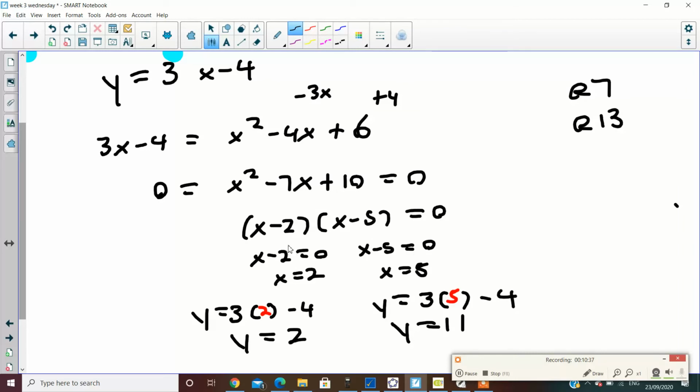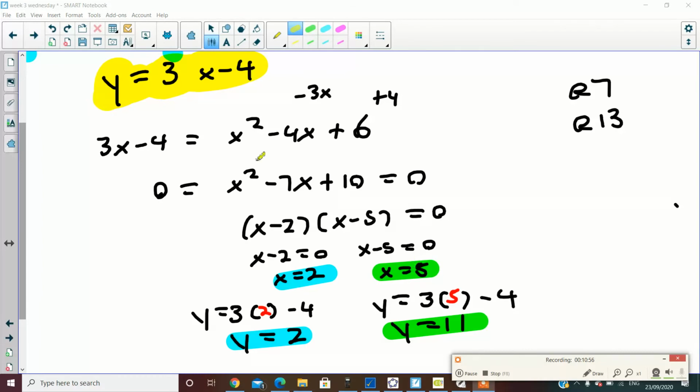Did you get 2 and 2 and 5 and 11? Good job. Two is paired with 2 and 5 is paired with 11. Yes, sir. When you get two x values, you use the substitution equation, which is highlighted in yellow. You replace the x value with 2, then the x value with 5, and you should come out with 2 and 11, okay?